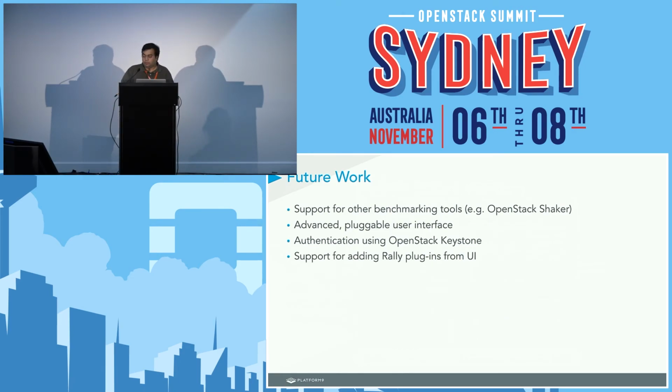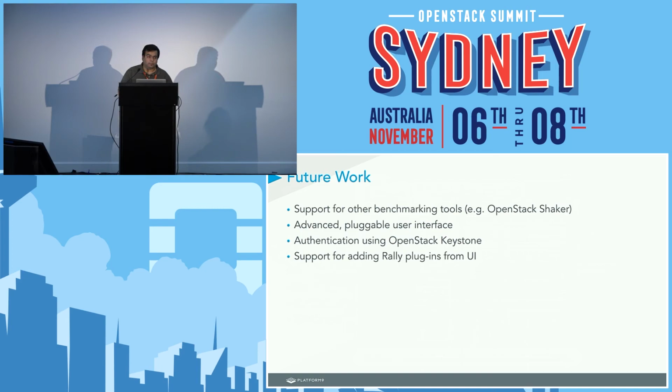Coming back to the project itself, it's very basic at this stage right now. It needs some improvements. The first improvement is adding more support for other benchmarking tools. OpenStack has a couple more benchmarking tools. One of them is Shaker, which is really good. It tests your data plane through and through. So we want to add support for that.